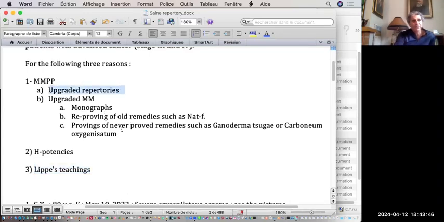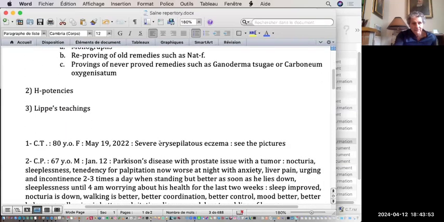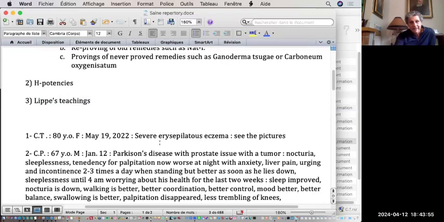right now on the upgrade repertory, which is the MMPP repertory, now called the Saine Repertory. So I'm going to share right now 11 cases. So the first one is an 80-year-old lady who has had erysipelas eczema, very severe erysipelas eczema.